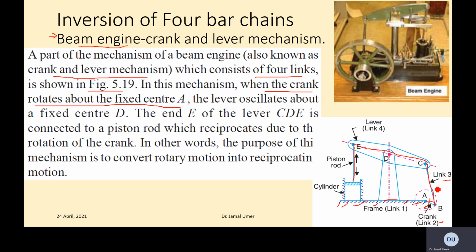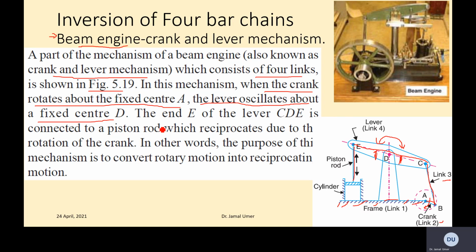Now just imagine link AB makes a complete revolution like that. When it is making complete revolutions, link 3 is moving up and down, and then this CDE is basically rocking. So you get a rocking movement, going up and down on this side. When it is going up and down, the piston rod is moving up and down, and hence we have the reciprocating movement at the cylinder. So that's what we are getting here. Again, when the crank rotates about the fixed center A, the lever oscillates about a fixed center D. This lever, link 4, is oscillating as CDE.